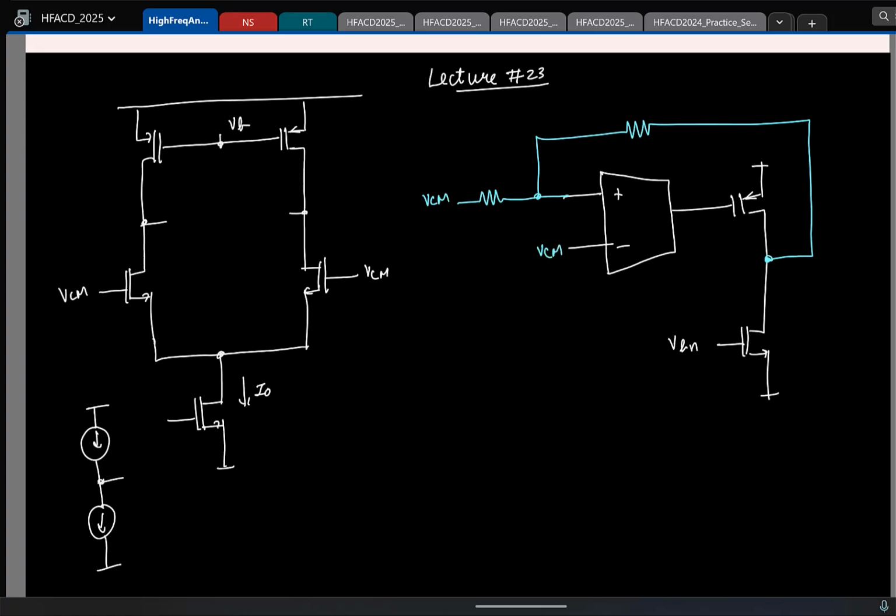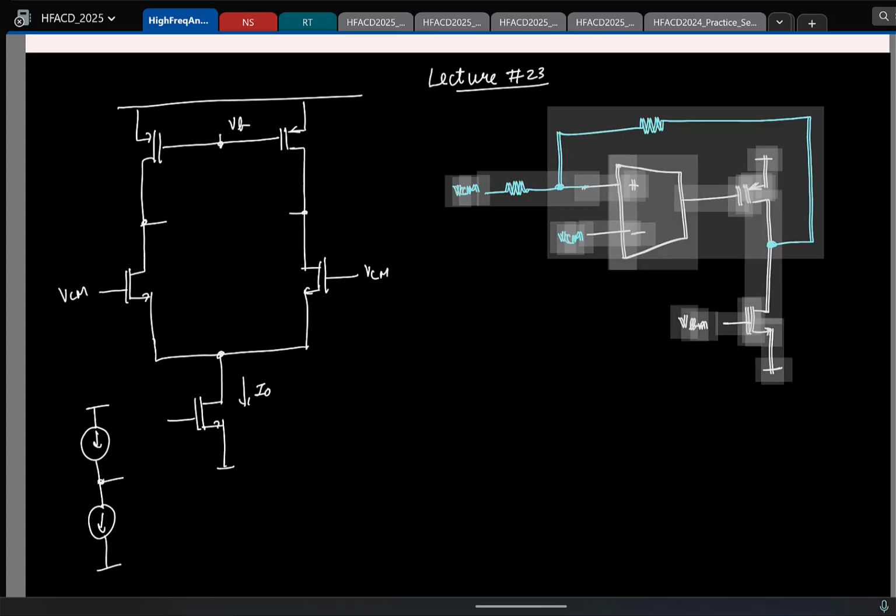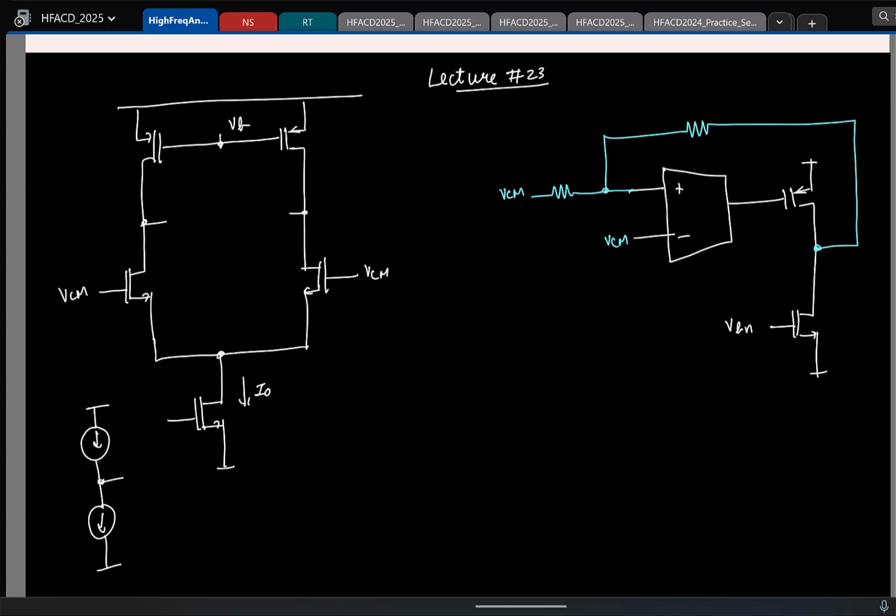So once I do this, are both the current sources biased independently? Which one is biased independently now, NMOS or PMOS? NMOS is biased independently, whereas the feedback loop is setting the bias voltage here. So things are taken care of. Now let's see what will happen at circuit level when we try to form the same inverting amplifier in our fully differential op amp.